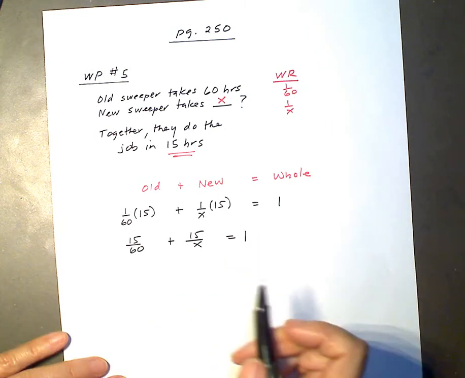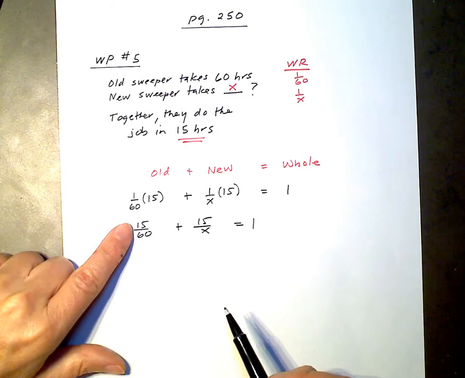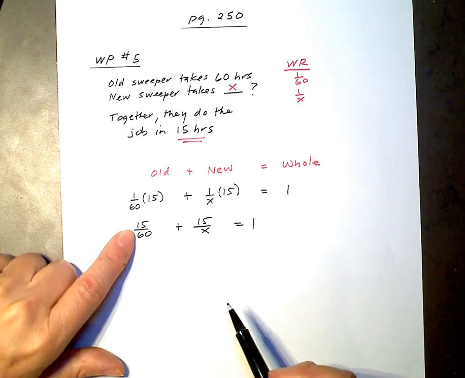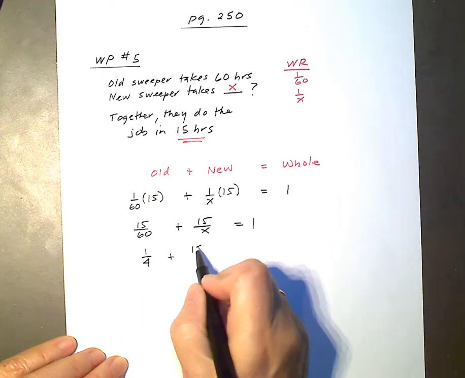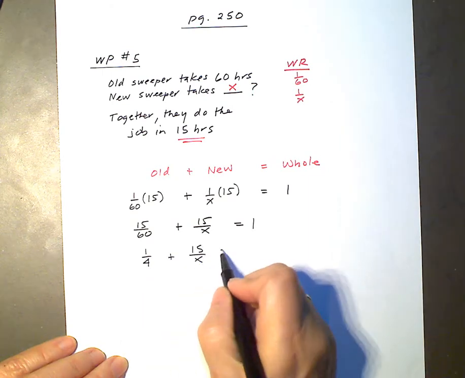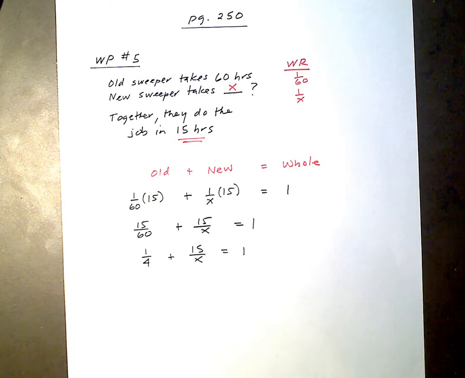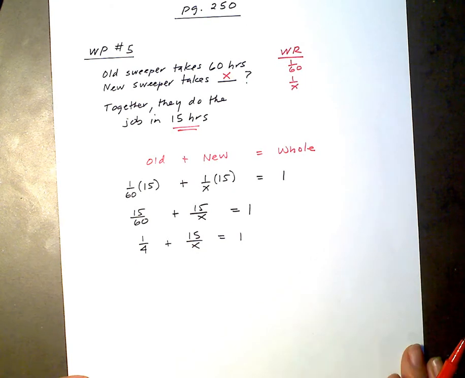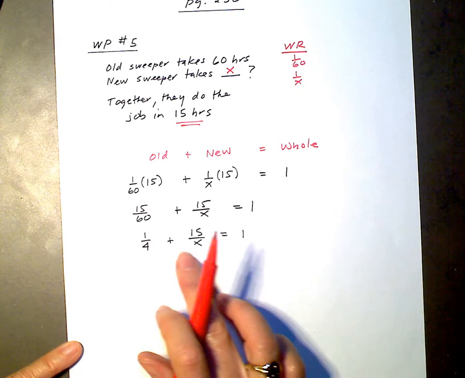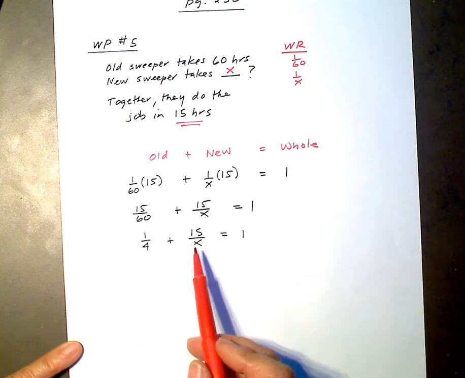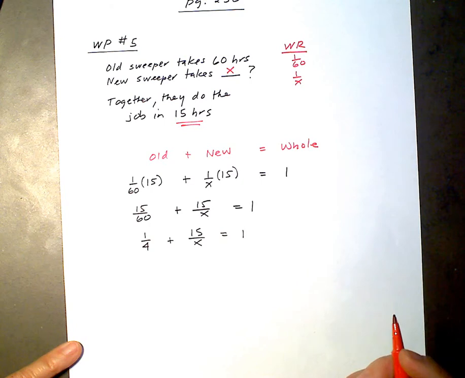And look for opportunities to simplify these fractions. 15 over 60 is 1 over 4. So we know that 15 over x is actually 3 over 4. Now if I solve this, the way that we've been working with these equations with variables in the denominator, I know x cannot equal 0, and I know that the new sweeper doesn't take 0 hours, so that's not relevant.